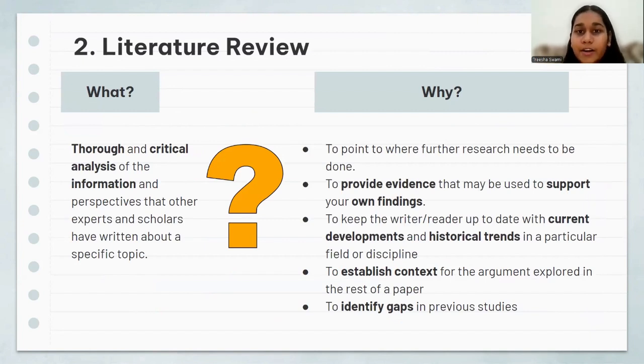The second part in our research process is the literature review. What is a literature review? It is a critical analysis of the information and the existing literature written by the experts and the scholars in your field and pertaining to your topic.